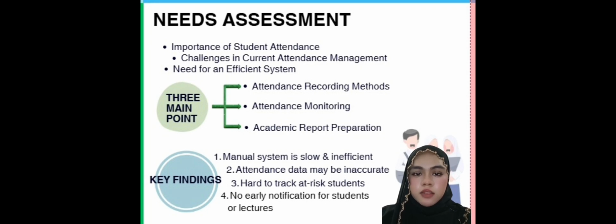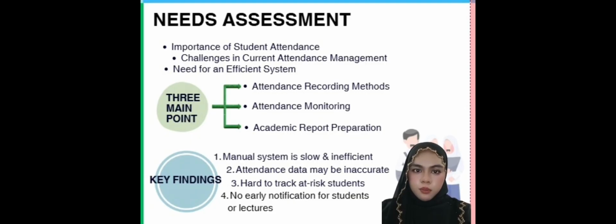However, the current attendance management process has several challenges. In many cases, attendance is recorded manually, which can be slow and inefficient. This makes it difficult to update records on time, monitor attendance percentage equally, and prepare academic reports efficiently. And the third is a need for an efficient system. Because of these challenges, there is a strong need for a more efficient attendance management system. An automatic system can help improve accuracy, save lecture time, and allow better monitoring of student attendance. This will also support early intervention for students who are at risk.